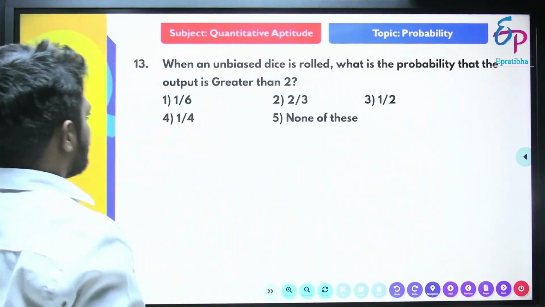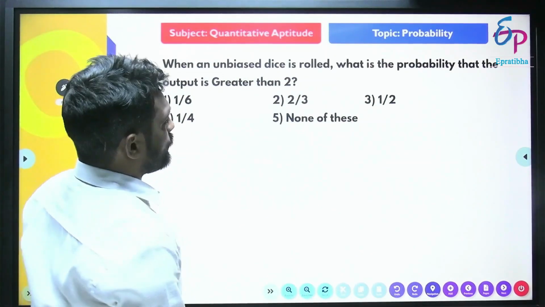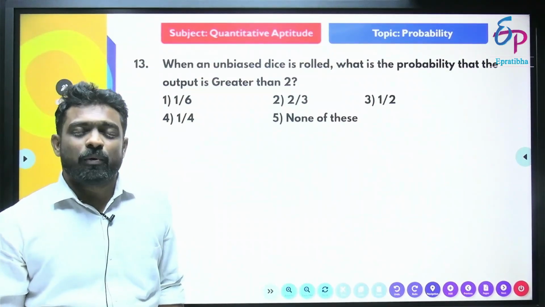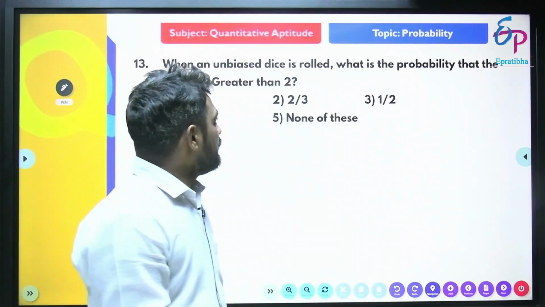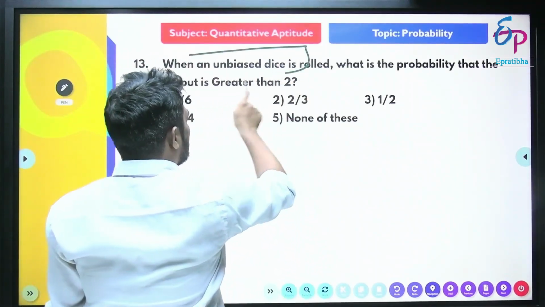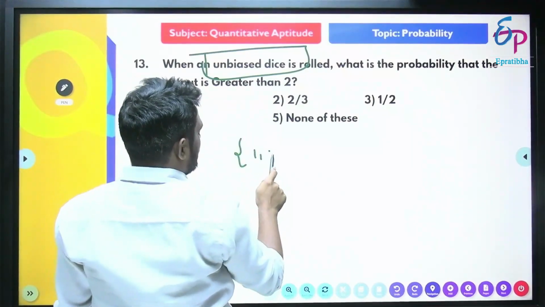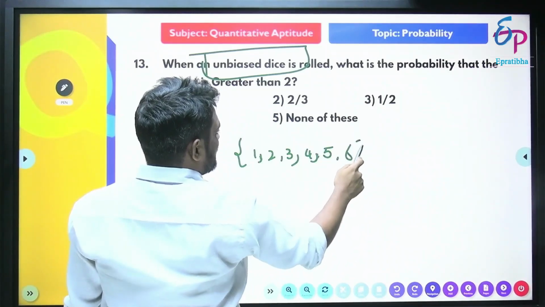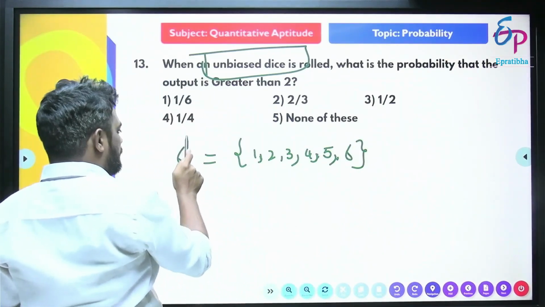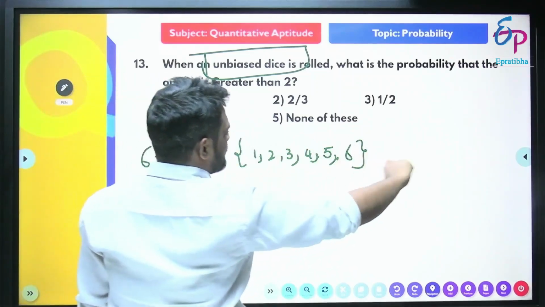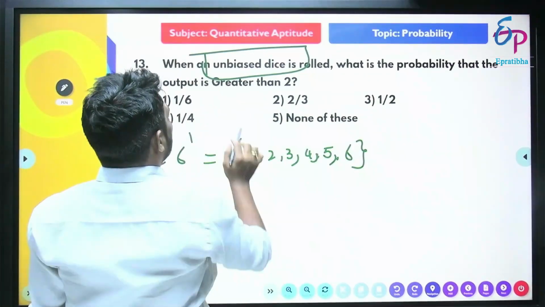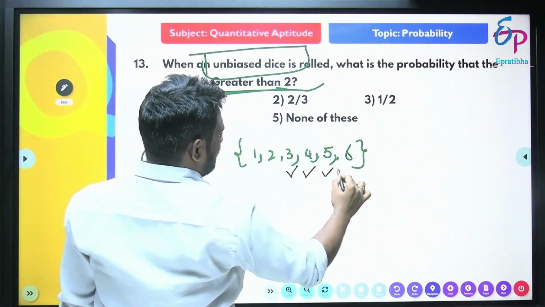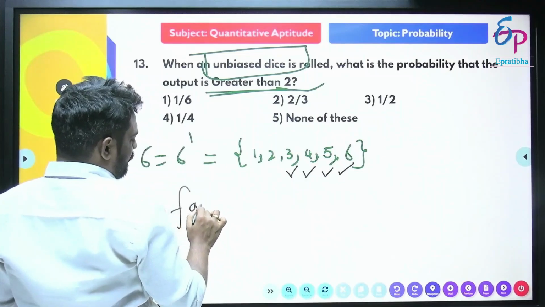Then the next question: when an unbiased dice is rolled, what is the probability that the output is greater than 2? An unbiased dice rolled means a single dice is rolled. Total number of outcomes: 1, 2, 3, 4, 5, 6. One die rolled, 6 to the power of 1, means 6. Greater than 2 means 3, 4, 5, 6. Favorable are 4 numbers.